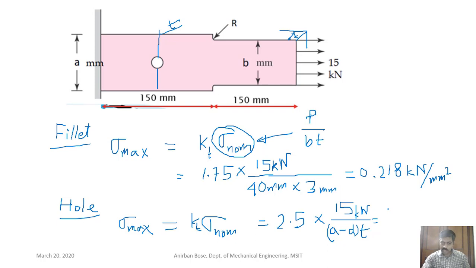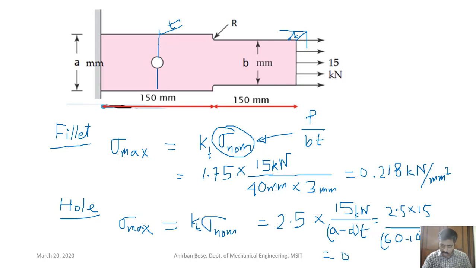Okay, so if you do the calculation, you will get 2.5 into 15 divided by (A minus D), which is 60 minus 10, into 3. Okay, so what is the final result? Let's check it. 2.5 into 15 divided by 50 divided by 3. Okay, so it is coming 0.25.